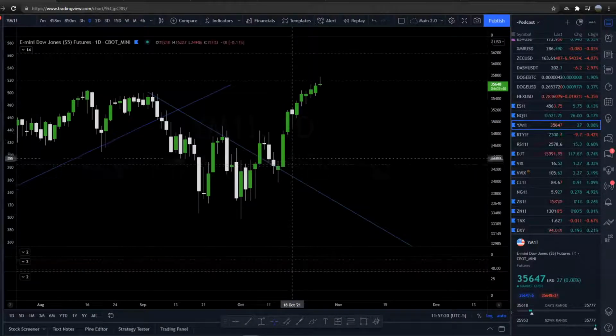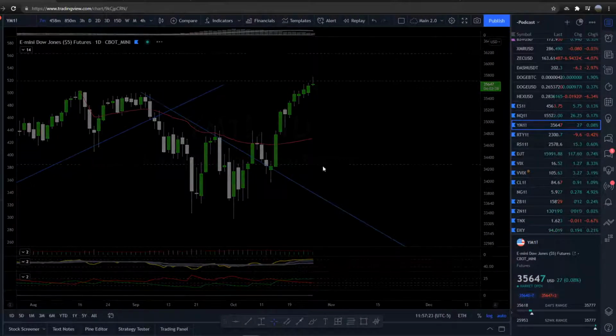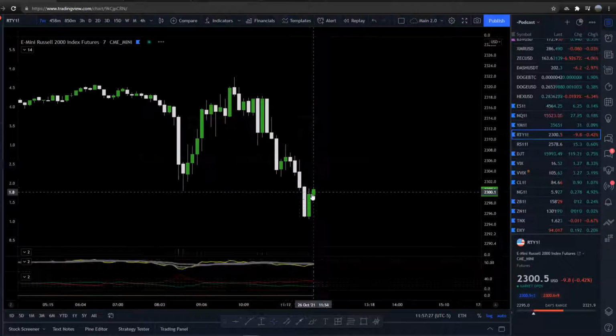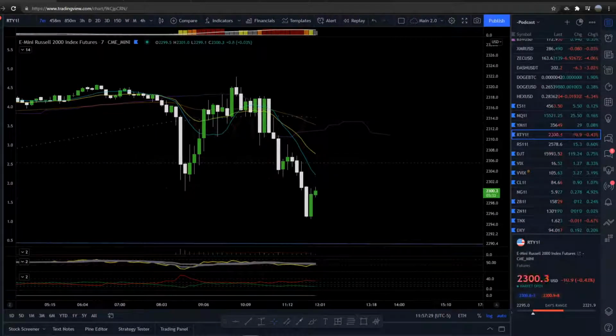Dow, what are you doing, Dow? Dow isn't looking as bad, but still getting that sell-off. Yeah, there must have been some kind of thing that happened here. Let's go to RUT.